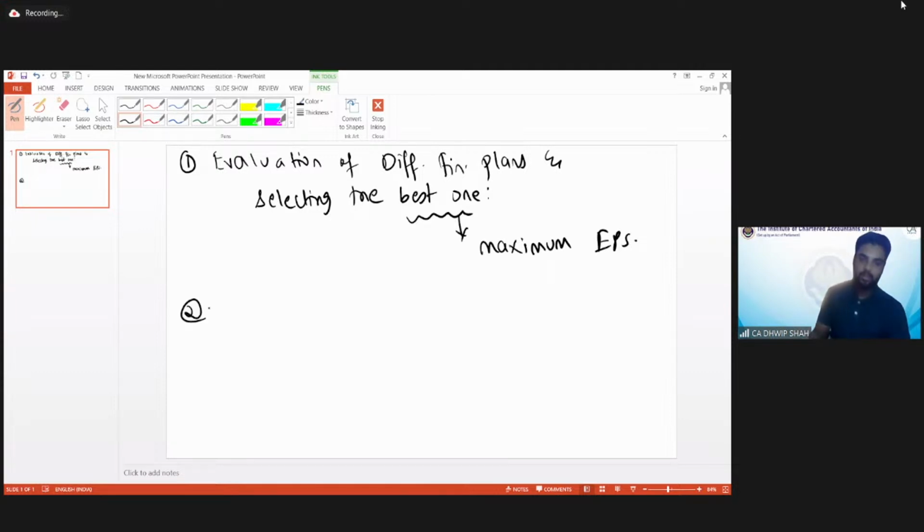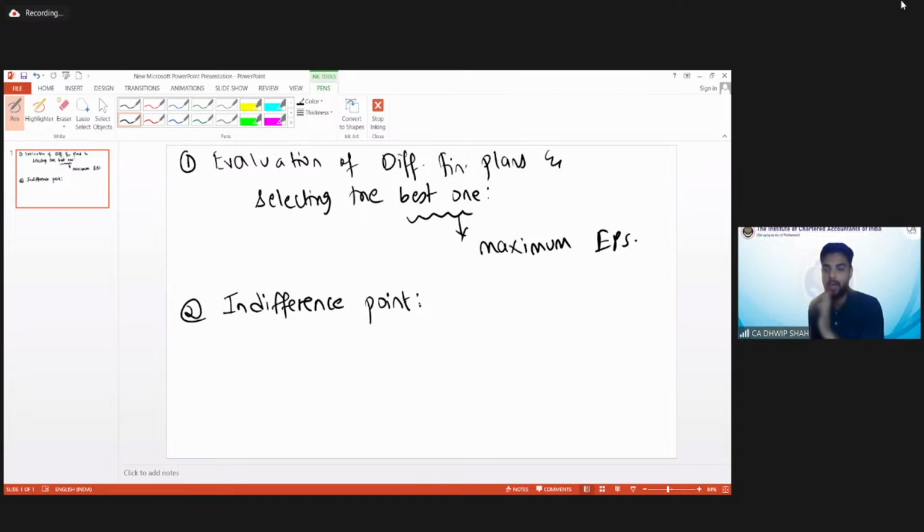The second learning objective of this chapter is indifference point. Okay, what do you mean by indifference point? In typical Hindi language, indifference point means कुछ फर्क ना पड़ना.